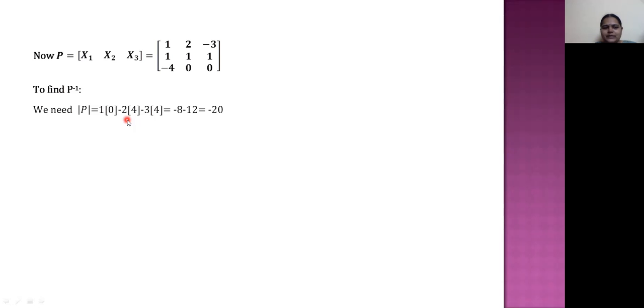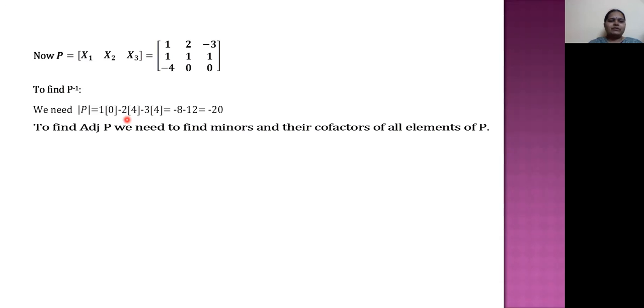Which is nothing but minus 20. So why do we find the determinant of P first? If the determinant of P is non-zero, then only we can find P inverse. That is why we find the determinant of P. Now we will find the adjoint of P.